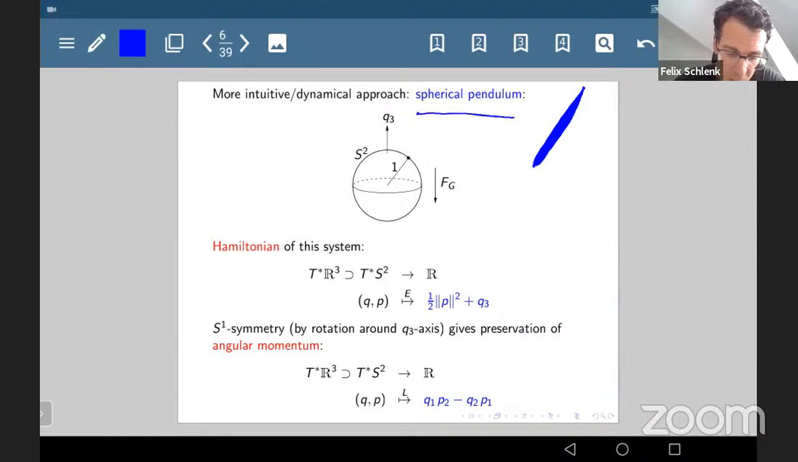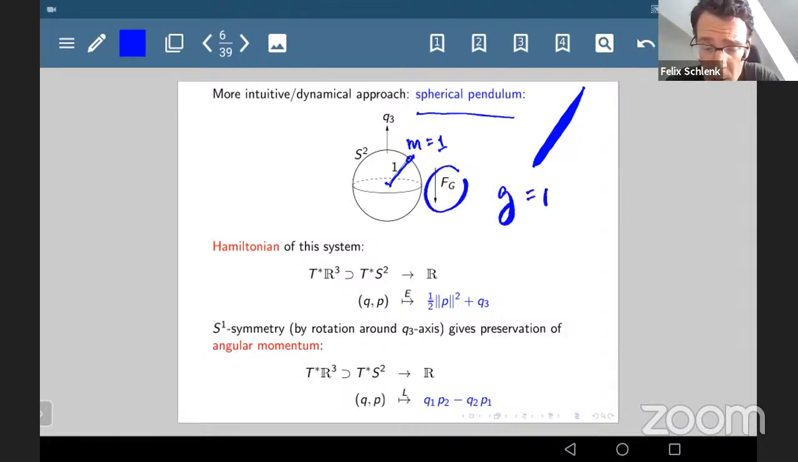So I have here such a rigid stick, and here I have a mass that I assume is 1, and the length of the stick is 1, too. And then I have a gravitational force here, and of course I assume that the gravitational constant is also 1. So this bob can move on an S2, but the phase space is free, so the velocities can go anywhere. So the phase space is the cotangent bundle.